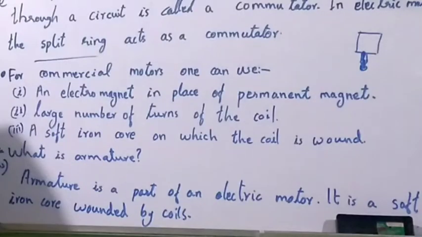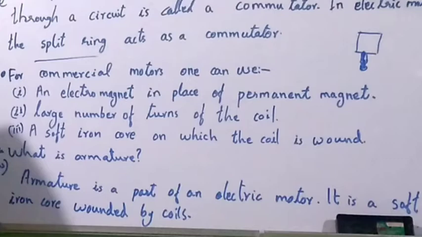Okay, look at the board. Our next question is, for commercial motors, one can use these three changes. For simple representation, we only used a single coil. For a commercial motor, we can use an electromagnet in place of a permanent magnet. Electromagnet is proper for commercial applications.